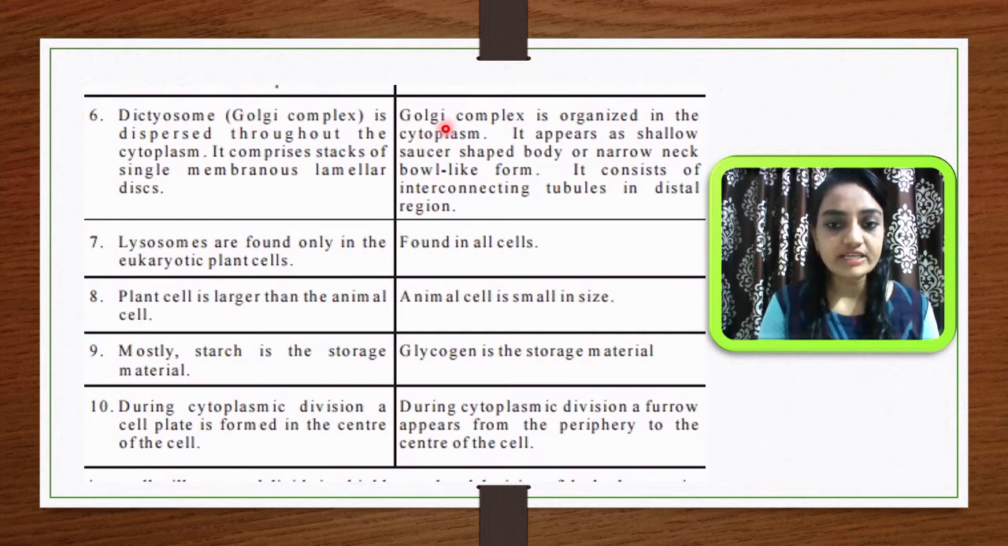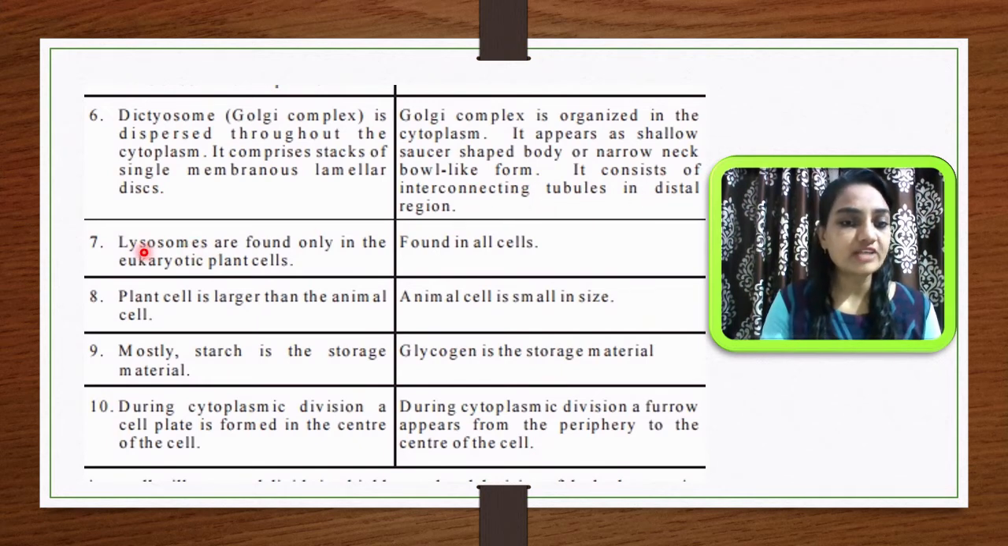So the Golgi complex is organized in the cytoplasm. In the case of the animal cell, it is also organized in the cytoplasm. It appears as a shallow saucer-shaped body, or we can say bowl-like forms. Different shapes are found. It consists of interconnecting tubules in the distal region. We will learn this in detail in the next lectures.